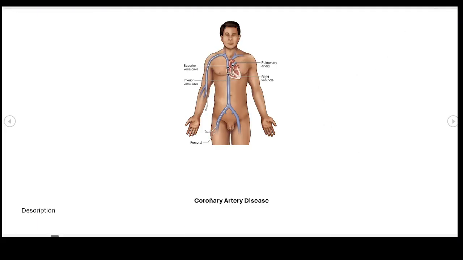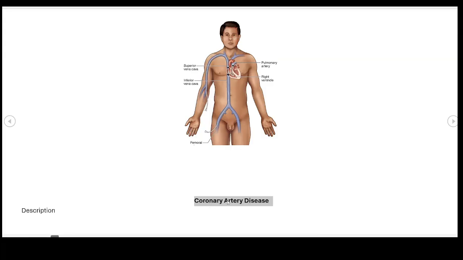Right. Let's talk about coronary artery disease. Please pay attention to this. Okay. Nucleus will not ask you to define what coronary artery disease is. But what you need to know is to focus on the word coronary. Anytime you hear coronary, we are dealing with the heart.